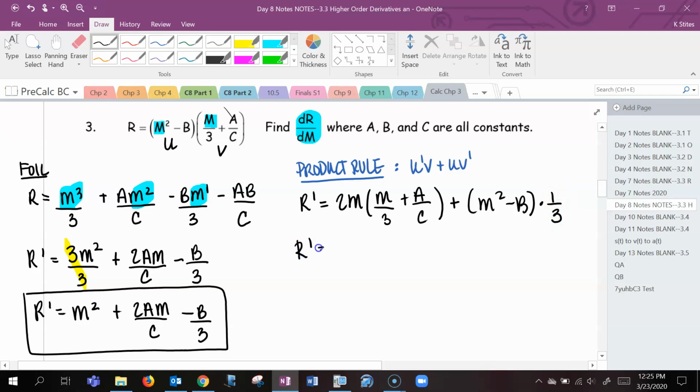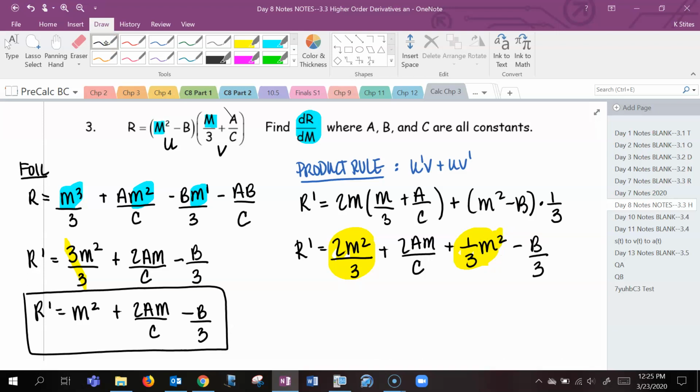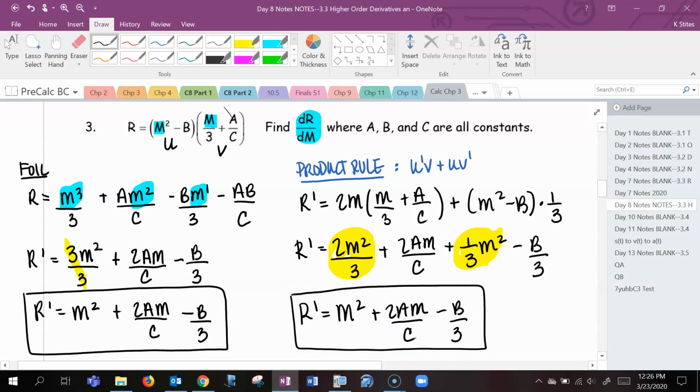And now I can distribute: 2m squared over 3 plus 2am over c. I'm putting the m second because that's my variable. That just helps me a little bit. Plus 1/3 m squared minus b over 3. And then you can see that if you combine your like terms, 2m squared over 3 plus 1/3 m squared, that gives you 3m squared over 3, which is just m squared. And that should be the exact same thing as what we had before. Okay, so obviously you don't have to do this 2 different ways. I'm just showing you that there are 2 different ways to do it. You can do whatever you'd like.